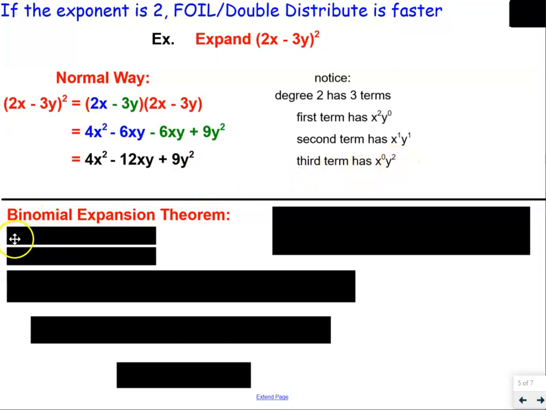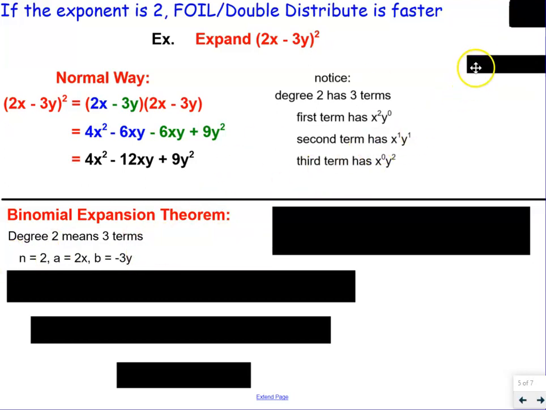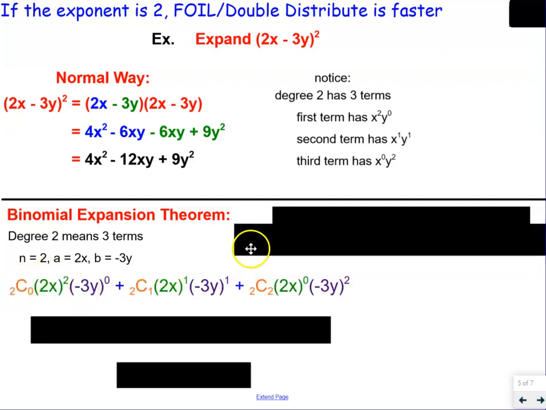Here's the binomial expansion theorem. We look at the degree, we see it's 2. We should know right away there are 3 terms. Because the degree is 2, n equals 2. Our a term is 2x, our b term is negative 3y. We're going to fill those 3 things into our formula.